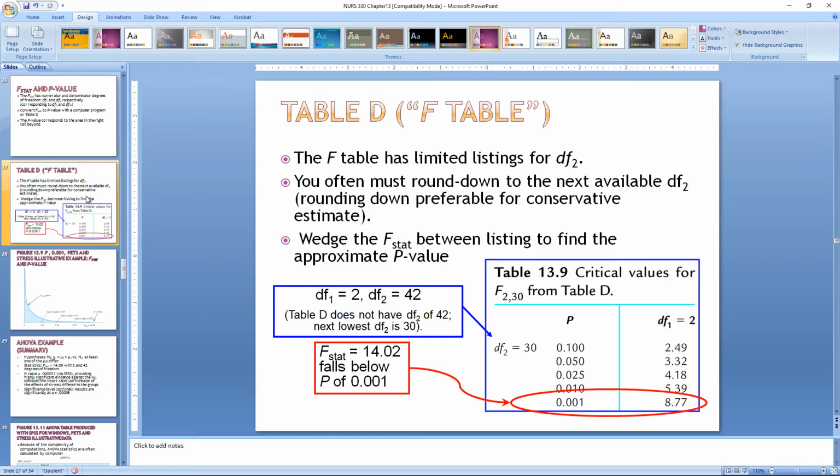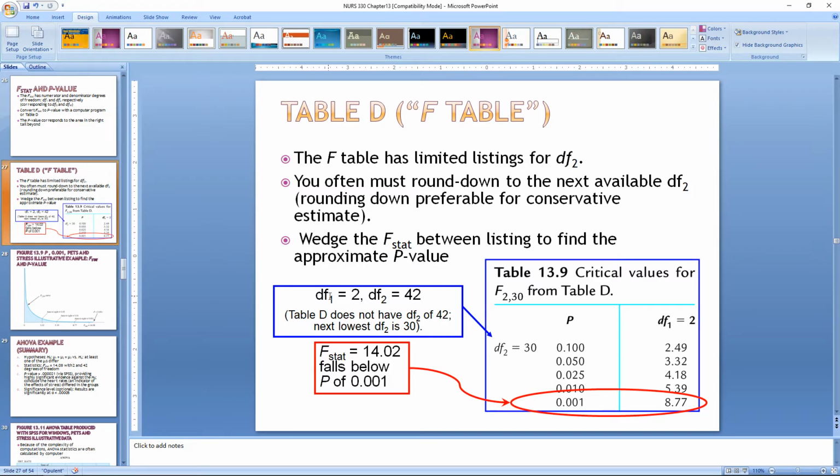So if we were to look up what we just did for our F stat, you often must round down to the next available degrees of freedom 2. Rounding down is preferable for a conservative estimate. Remember, we always want to be as conservative as possible in statistics. So we wedge the F stat between the listings to find the approximate p-value. Once again, it's just an approximate. So we look up our degrees of freedom 1, which is equal to 2, and degrees of freedom 2, which is equal to 42. Remember, that's the degrees of freedom between and within.